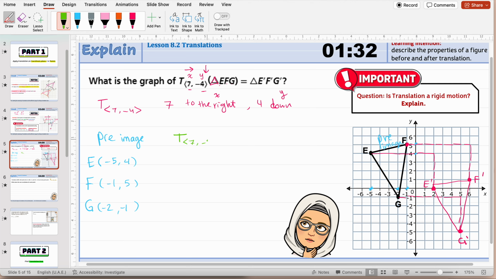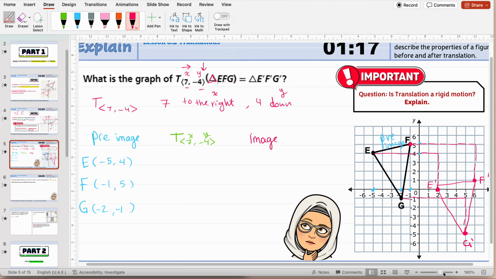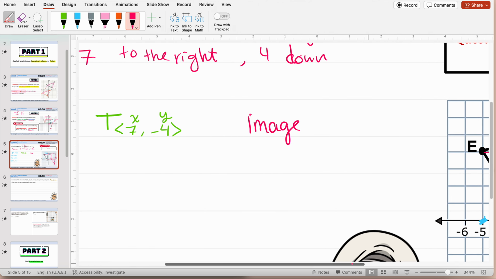And then you need to do your translation, which is what? 7, negative 4. I'm going to teach you how to do it. You're basically going to add the numbers, the 7 with the x coordinate, the negative 4 with the y coordinate. And whatever result will give you the image. That's it. So let's do it. This is very helpful and you need to organize your work.